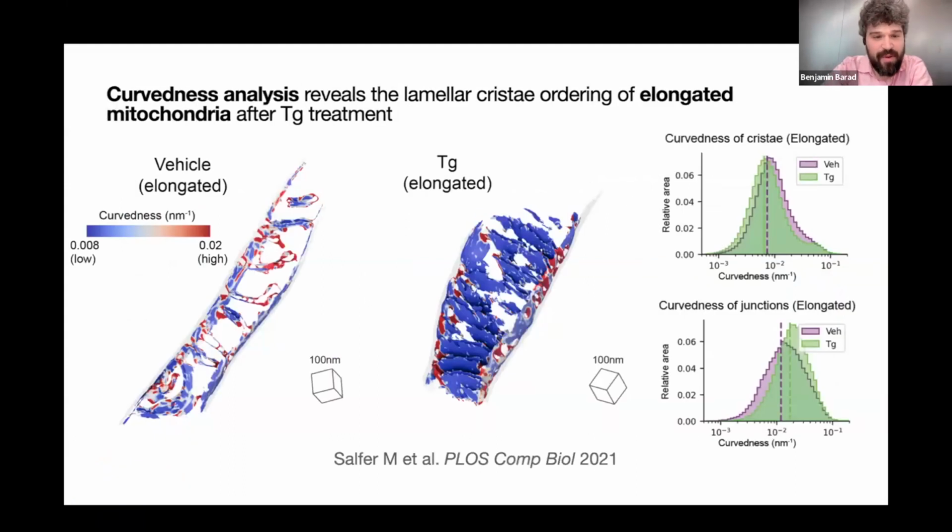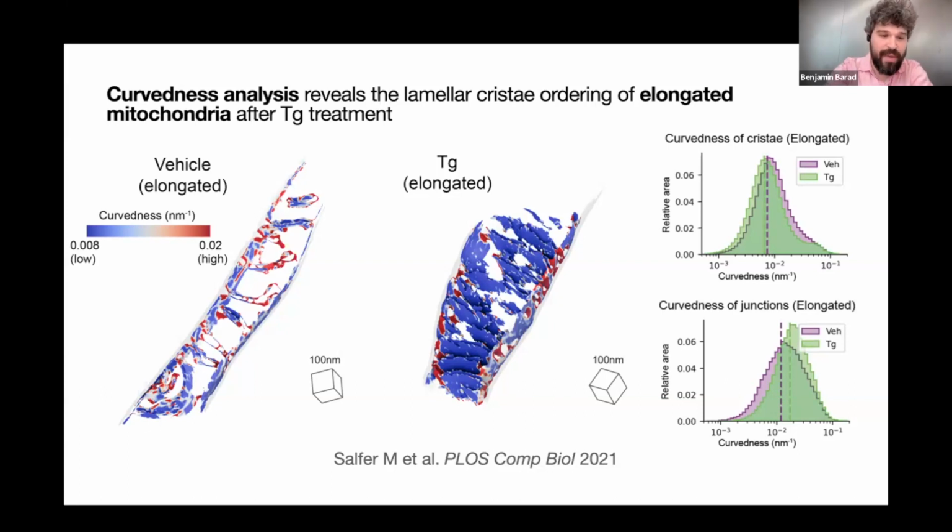You can also use these subcompartments for curvature, and this was really important because even though I'm showing you these 2 examples, it's very tempting to say, well, they look really different in curvature. But when we did the measurement, the distribution of curvatures in the mitochondrial membrane was about the same. What's really happening is where the curvature is.